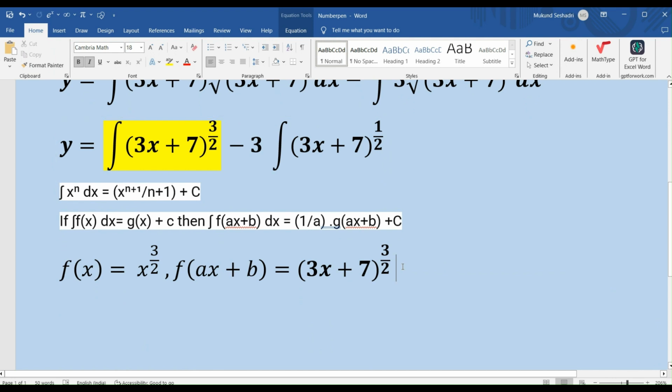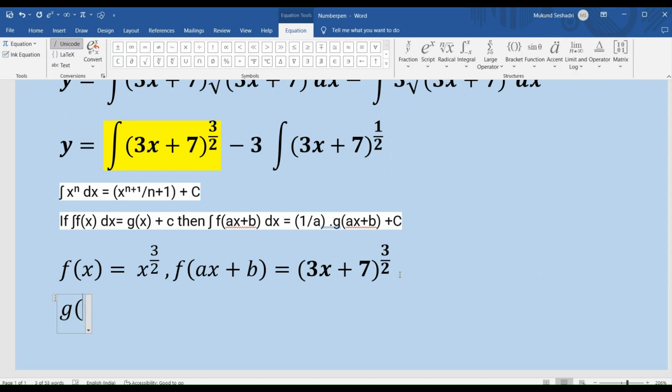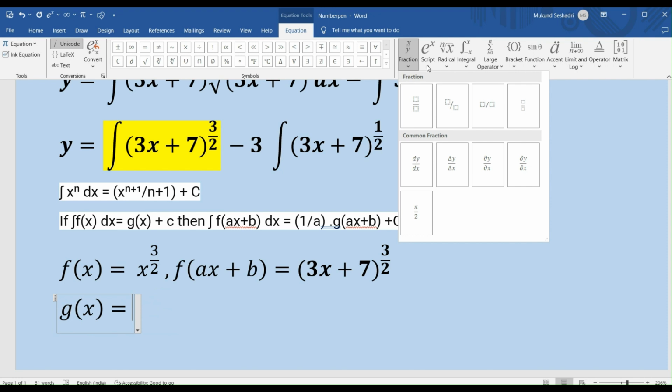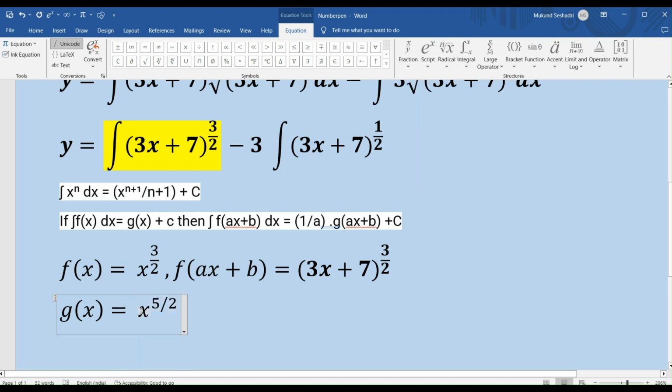And I know what is my g of x in this case. Let's move to the next line. My g of x is nothing but x to the power n plus 1 divided by n plus 1 plus c, right? Which is nothing but x to the power 3 by 2 plus 1, which is x to the power 5 by 2, divided by n plus 1, which is again 5 by 2, right? So what happens is you get a 2 by 5 here, right?